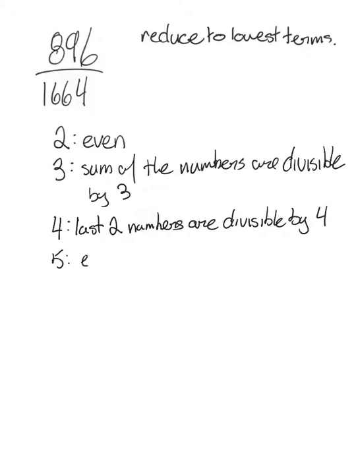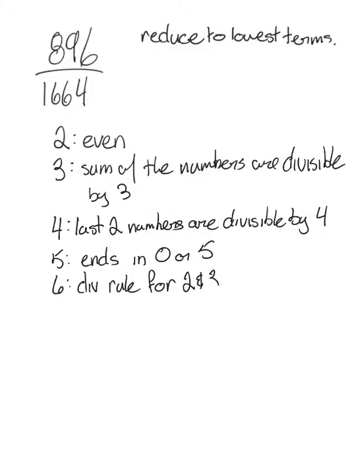5 ends in 0 or 5. 6 is it follows the rule for 2 and 3. So divisible by the rule for 2 and 3, which means even and sum equals a number divisible by 3. 7 we usually skip.